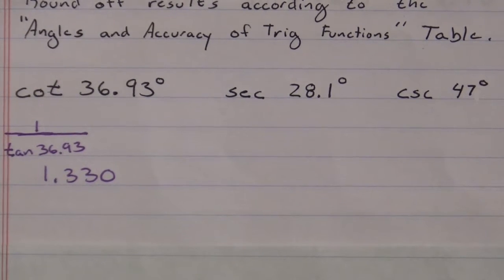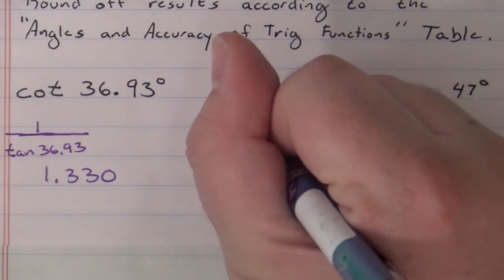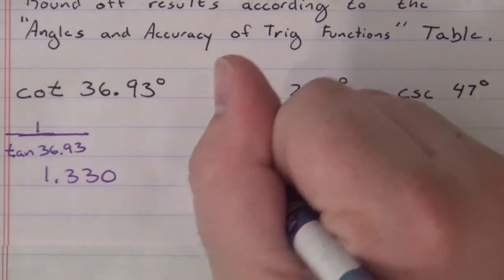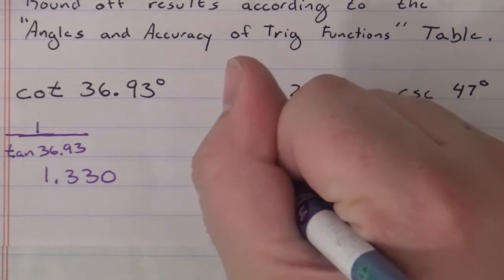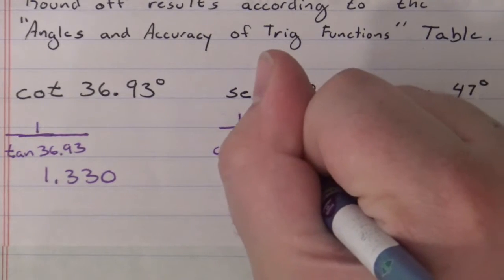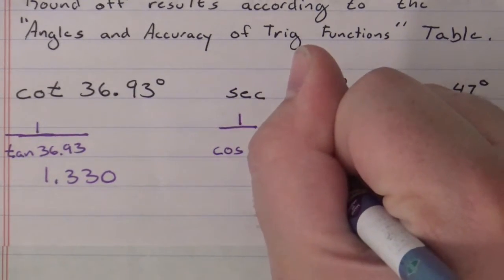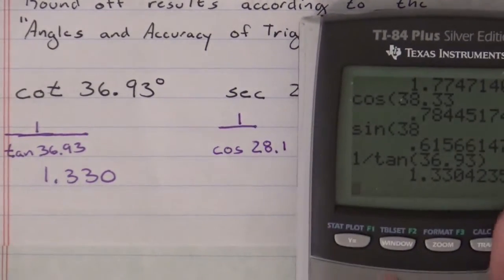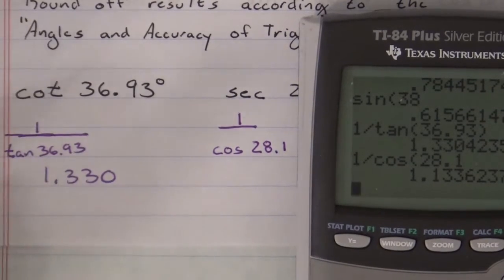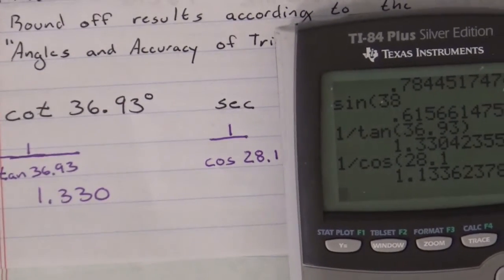So the next one on our list is simply doing the secant. According to our equation sheet, secant is really equal to 1 over the cosine of theta, and in this case it's going to be 28.1 degrees. So we're going to put that in our calculator: 1 divided by the cosine of 28.1. Enter. We get this number, 1.3 and so on.